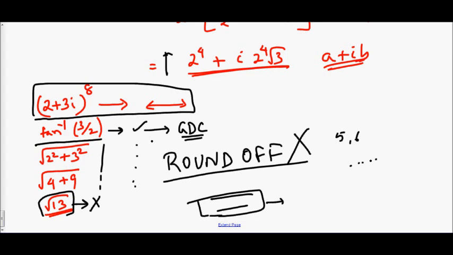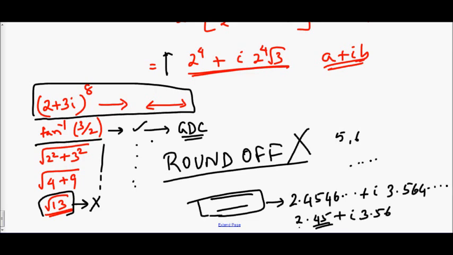And for the final answer, you give the full answer, say 2.45646 dot dot dot, and then you give another answer like 2.45, and then finish it off with this plus i 3.564 dot dot dot, and then in the next step you finish it off with three significant figures, or two decimal places, as the question goes. Please be careful using the GDC in these questions. Do not round off in between.